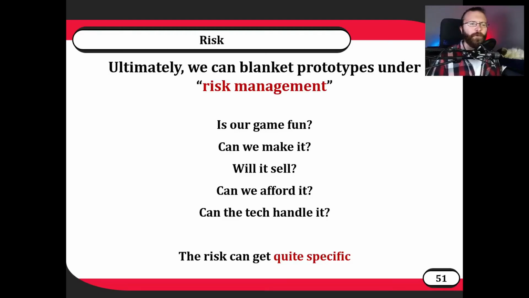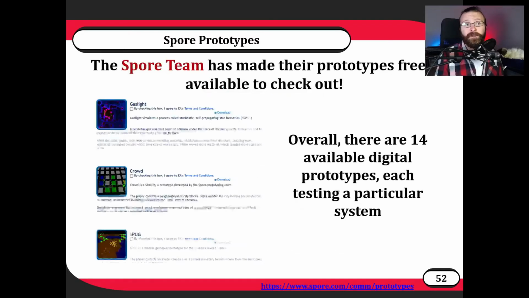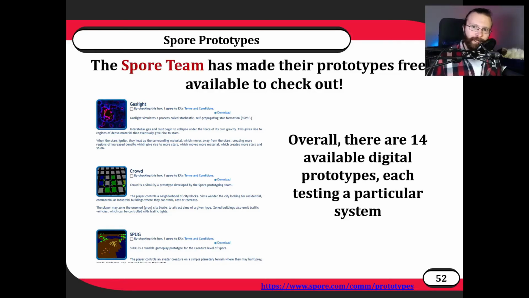Will it sell? Can we afford it? All of these could have prototypes associated with them, where you want to have something that you hand out to people and get feedback from. But it can get very, very specific, and it should get very specific as you go. So we see Spore, for example. They've actually released all of the prototypes, or many of the prototypes for Spore, publicly available, at least the digital ones. So we can see 14 different prototypes, each testing each specific system to see how the dynamics work, to see how the implementation works, to make sure it's technically feasible, that it's fun and interesting, that it looks interesting.